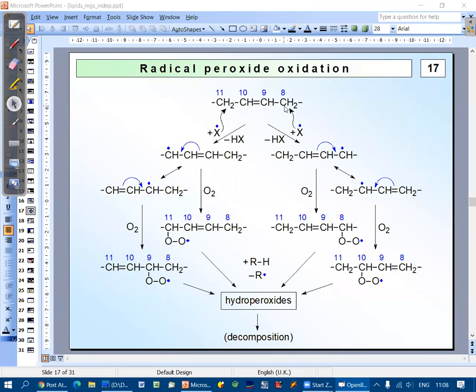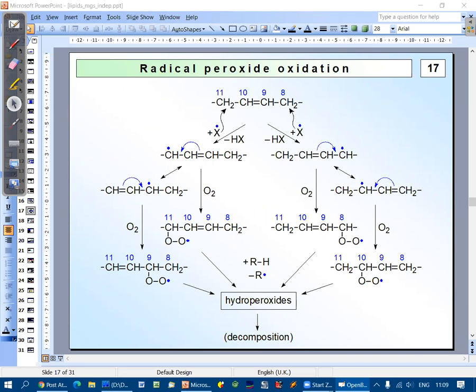This can be a part of oleic or linoleic or linolenic acid, because in each of them the first double bond is between the 9th and 10th carbons. So this X can attack both carbons. The result is the formation of allyl free radicals. Each will exist in two forms, and each of them can react with oxygen, forming hydroperoxide.